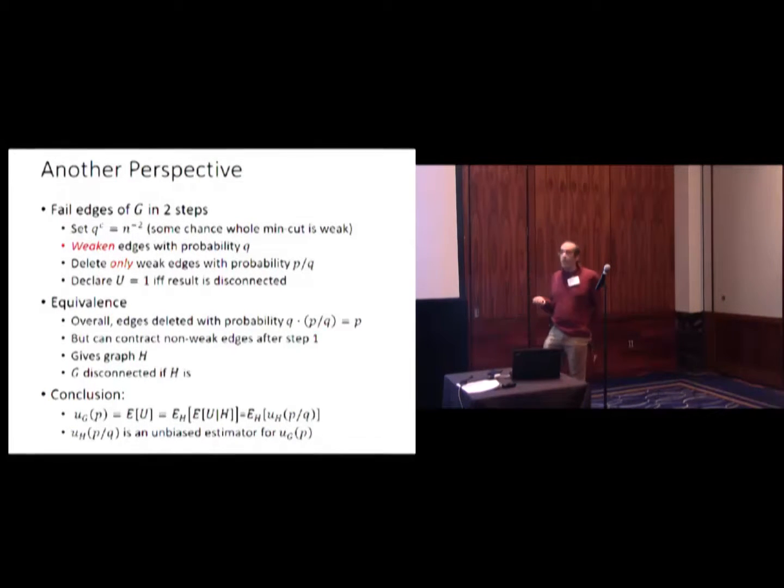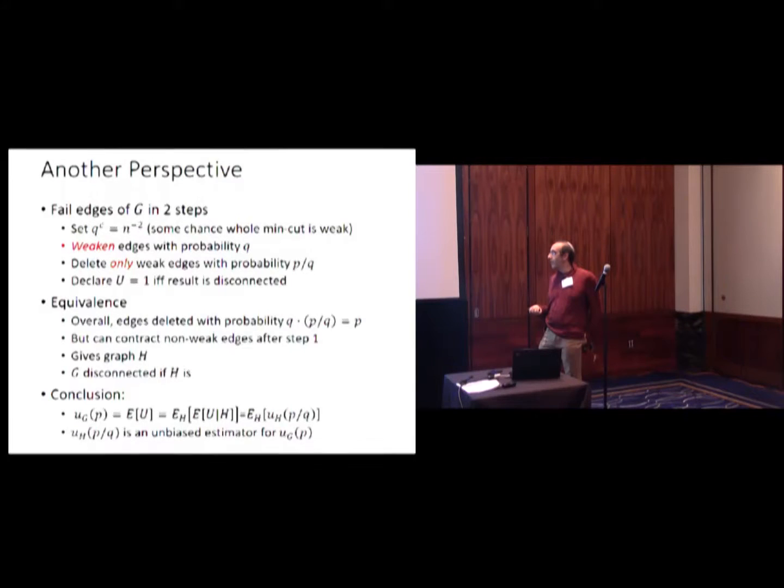And that gives me a graph H. And G will only be disconnected if H is disconnected by the failure of its weak edges. So what I've just shown is that the unreliability of the original graph at edge failure probability P, which is just the expectation of the disconnection event, I can look at that by conditioning over the graph H that I generate in the first step.